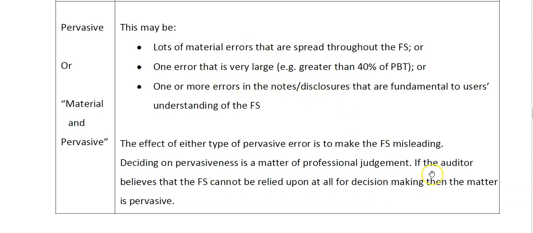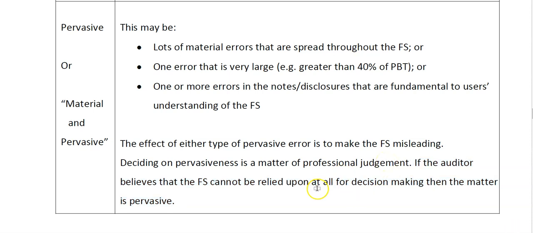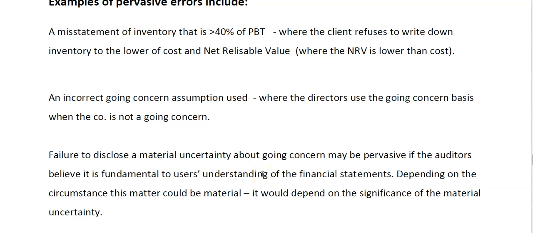And then the big thing is the overall guidance: if the auditor believes the financial statements cannot be relied upon at all for decision making, then the matter is pervasive. So that text there is quite good. If you're unsure, and you use that as your justification for why you decided something was pervasive, then that would be a valid reason, as long as it was something large enough to warrant that. Here are some examples of pervasive errors.